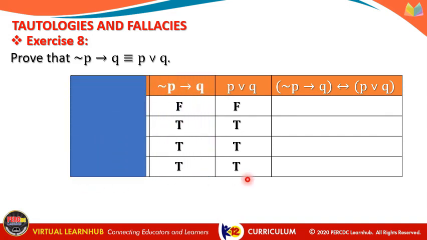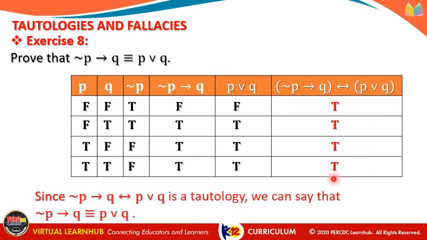Now that we have obtained the truth values of the left proposition and the right proposition, let us now take the biconditional proposition right here. All right. So again, let's apply the concept of biconditional propositions. False, false will give us true. True, true will give us true. True, true will give us true. And lastly, true, true will give us true. As you can see, the biconditional of the two propositions is a tautology. If that's the case, we can therefore conclude that this proposition and this proposition are logically equivalent.